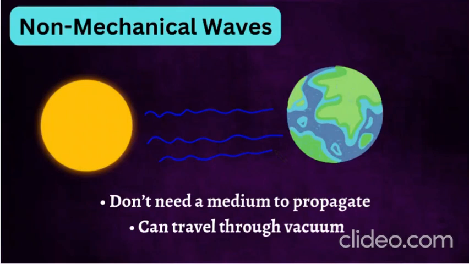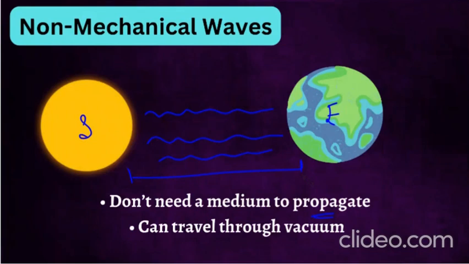When we talk about non mechanical waves, they do not need any medium. They can propagate without a medium as well. Now look, between the Sun and the Earth, is there any medium? No medium is there, right? Empty. There is no medium. So without a medium the light rays are traveling, correct? That is non-mechanical waves.